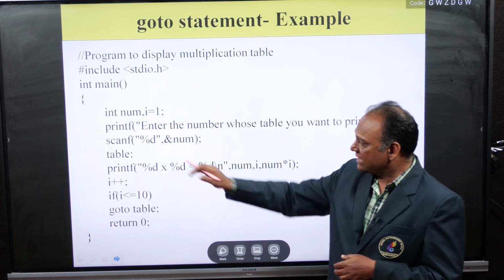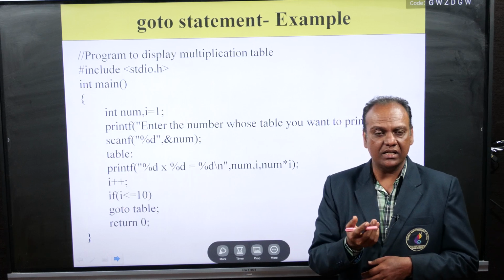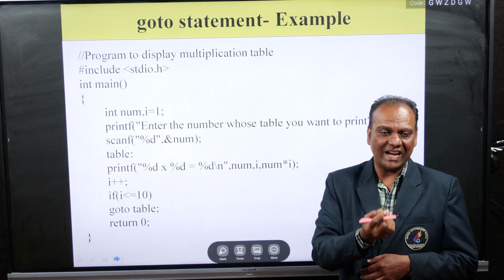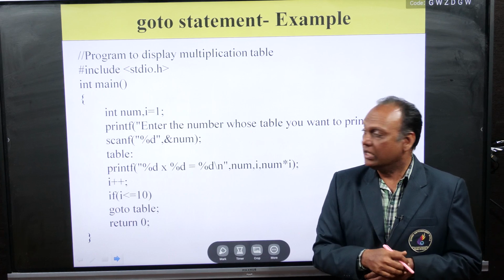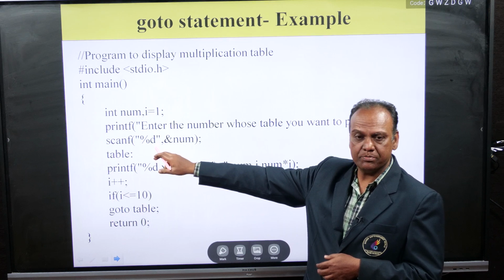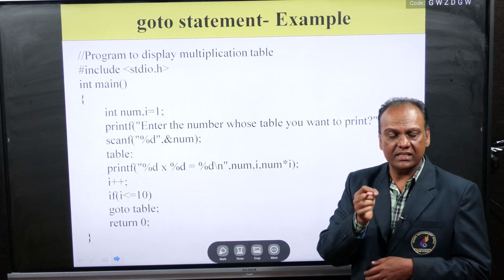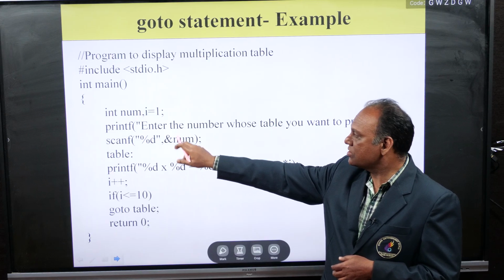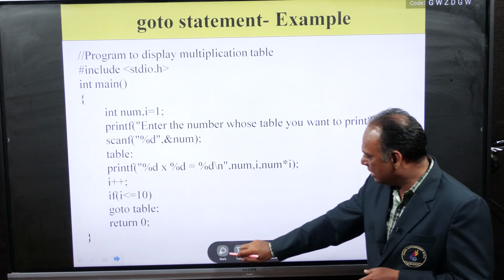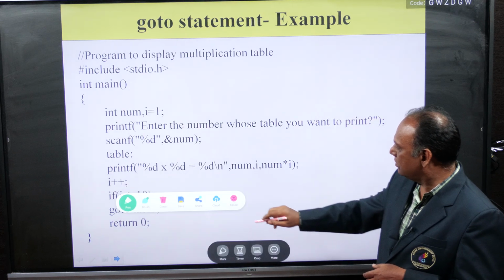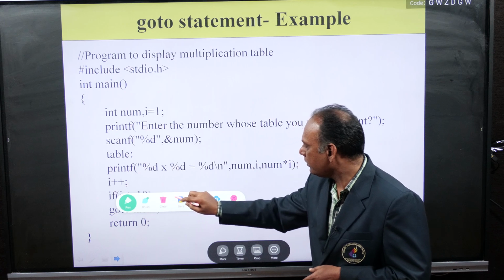Here the scanf function is used. Why? Because we have to read the element from the keyboard, that is the standard input device. So scanf %d is the format specifier, meaning we are going to read an integer, and we have to pass the address of the variable here.